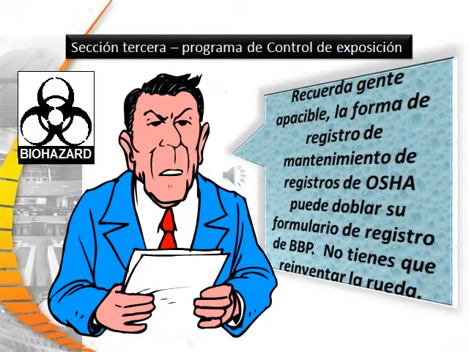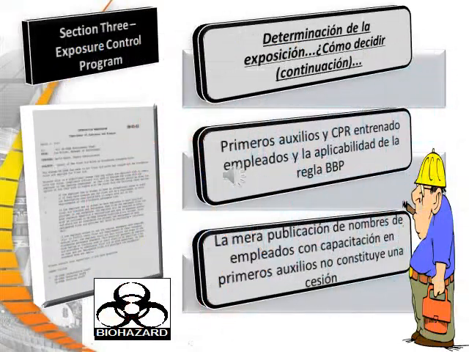Remember, folks, the OSHA record-keeping log form can double as your blood-borne pathogens log form. You don't have to reinvent the wheel to keep your record-keeping requirements. Determining exposure: first aid and CPR trained employees and the applicability of the BBP rule. The mere posting of names of employees with first aid training does not constitute an assignment.